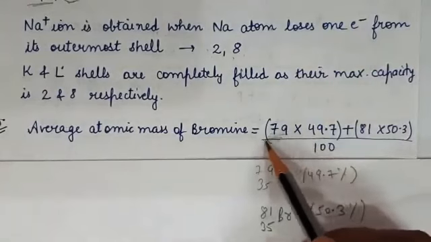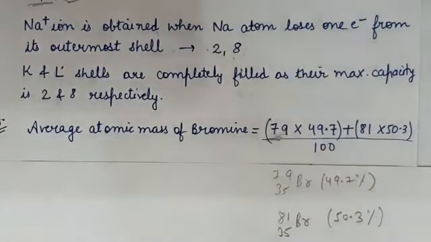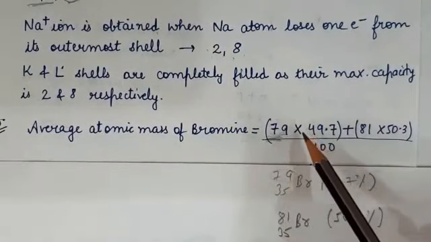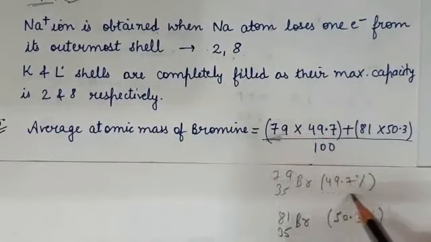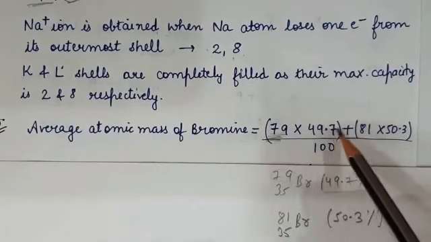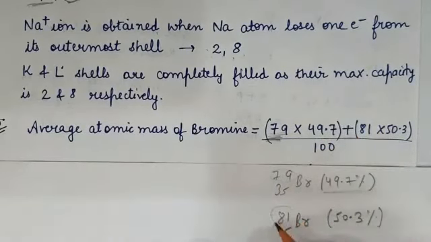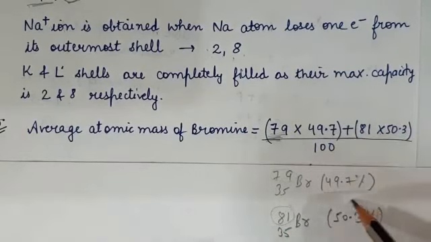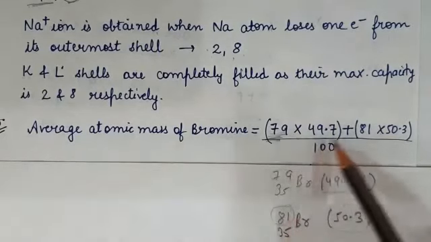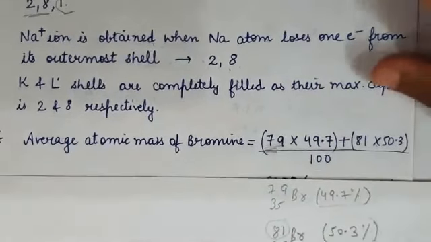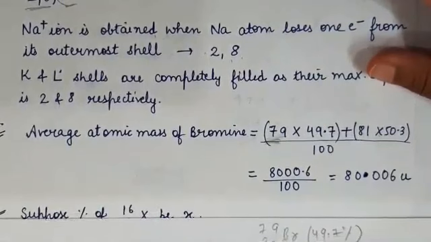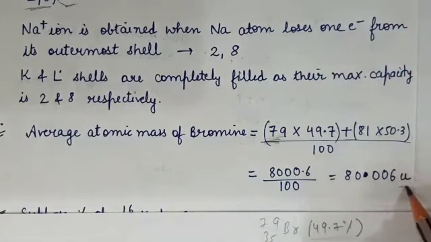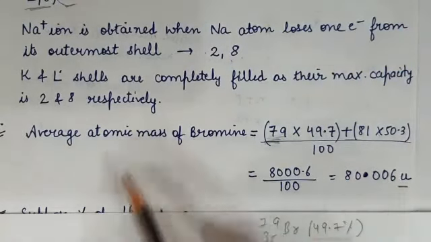The atomic mass of isotope 1, that is 79, multiplied by its percentage in nature, that is 49.7%, plus atomic mass of isotope 2, that is 81, multiplied by its percentage in nature, that is 50.3, divided by 100. So calculate your answer. You will get 80.006 U. Do not forget to write the unit U, because it is atomic mass.